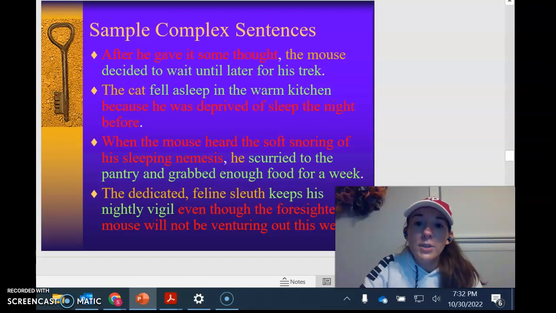So the cat is our subject, fell asleep in the warm kitchen is our predicate, and because he was deprived of sleep the night before is dependent, so that makes it a complex sentence. When the mouse heard the soft snoring of his sleeping nemesis, he scurried to the pantry and grabbed enough food for a week. And then lastly, the dedicated feline sleuth keeps his nightly vigil even though the foresighted mouse will not be venturing out this week. So these are examples of complex sentences.